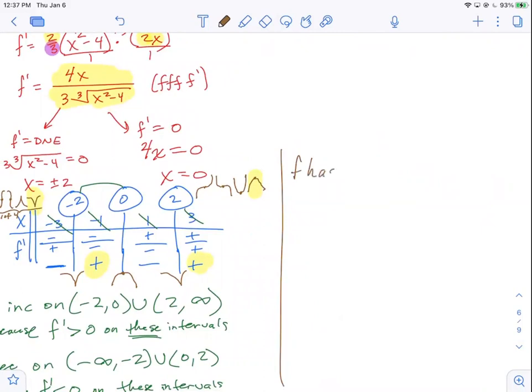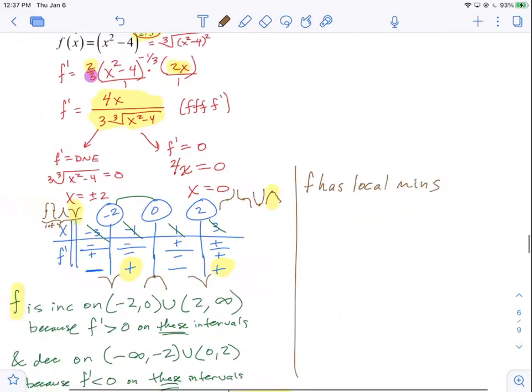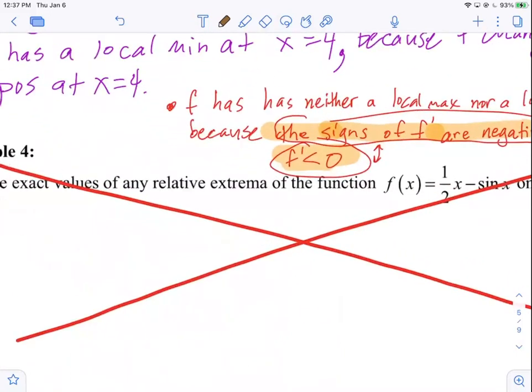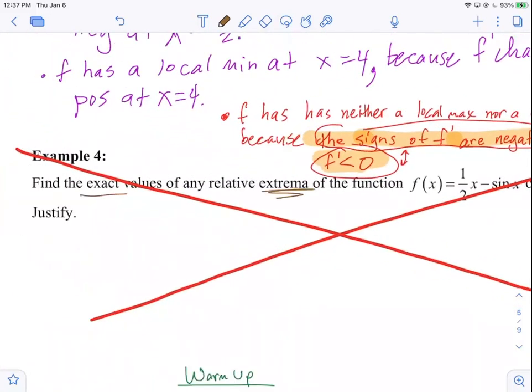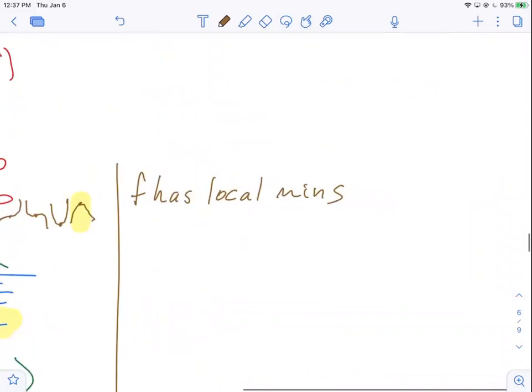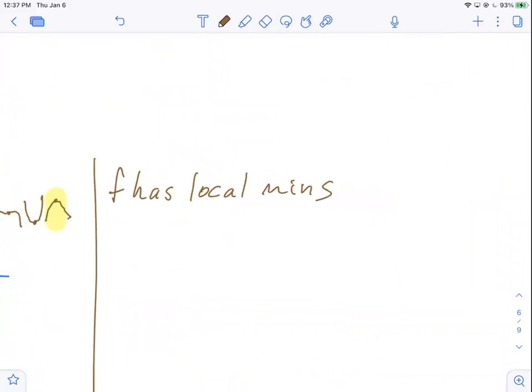F has local mins. Now we got to be careful here. Are we just looking for the x values or do we want the x and the y values? Find the exact values of any relative extrema. Those are the y values. Okay, so no big deal. We'll just say F has local mins. Let's do these one at a time, but in the same sentence. We'll say at or of. Let's do of. Of means you're doing the y value.